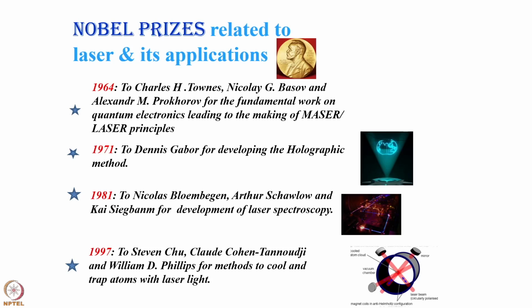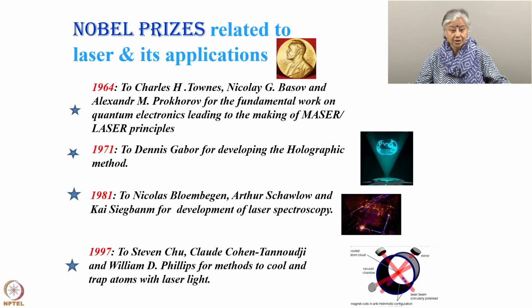Okay. And one way to understand the usefulness and the importance of lasers is by going through the Nobel Prizes that have been won over the years, okay, consistently over the years. So, there have been quite a few Nobel Prizes. The first Nobel Prize was won in 1964 and it was given to C. H. Townes, Nikolai G. Basov and Alexander M. Prokhorov for the fundamental work on quantum electronics leading to the making of masers and laser principles.